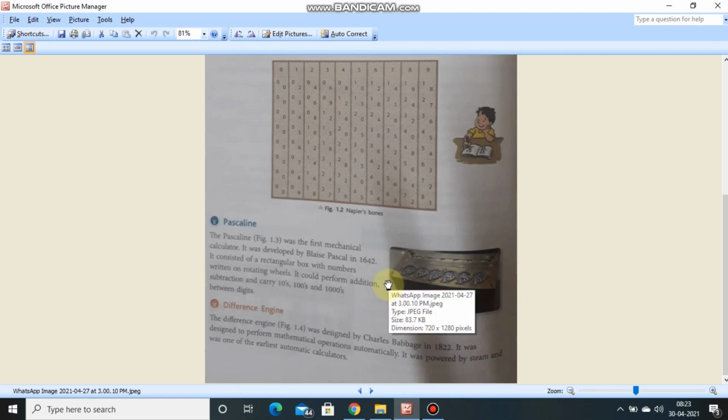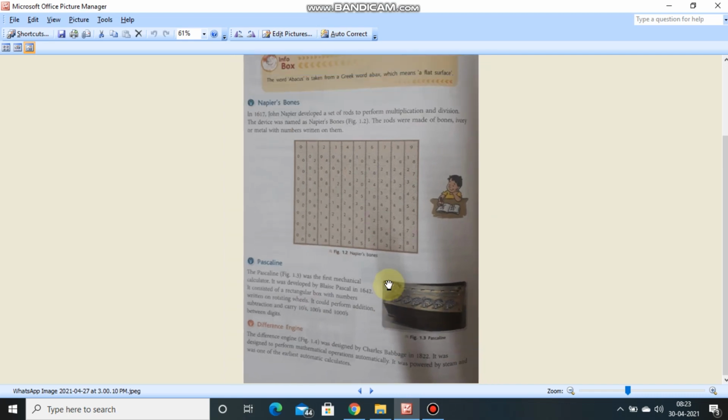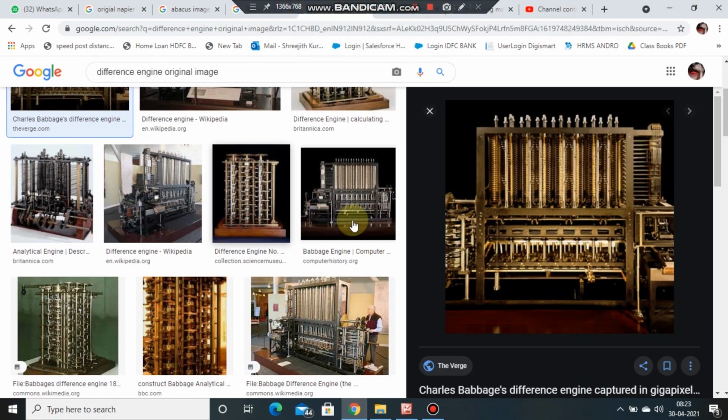The difference engine was designed by Charles Babbage in 1822 to perform mathematical operations automatically. Without the involvement of human or mechanical energy, this device was capable of performing calculations automatically using steam energy running through this pipe, rotating the different wheels, rollers and gears so that the calculation can be performed.